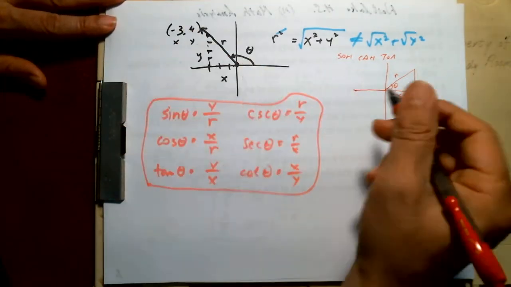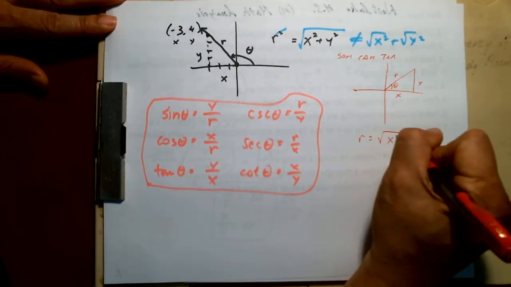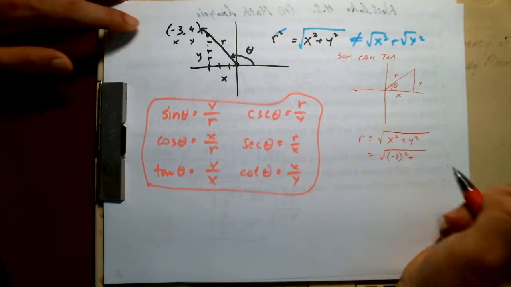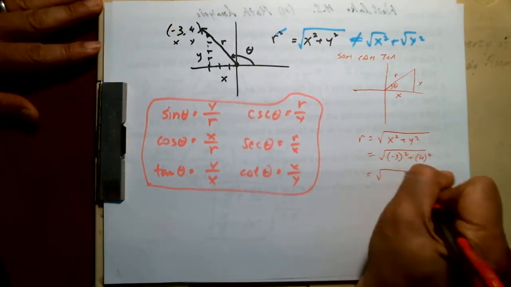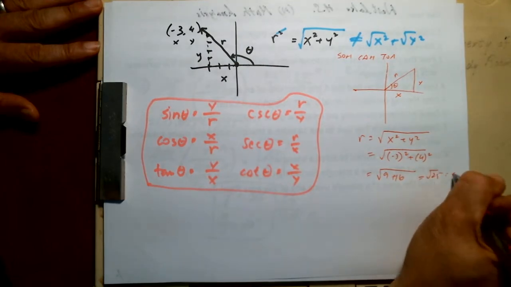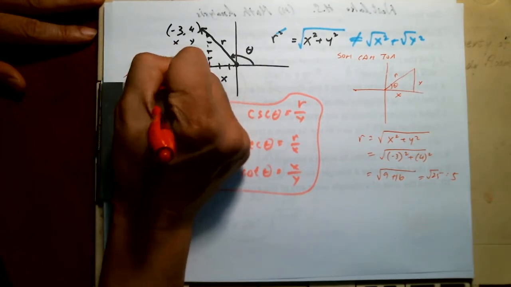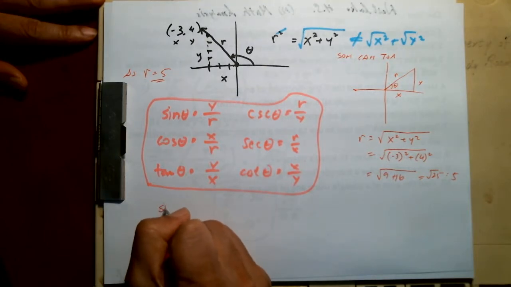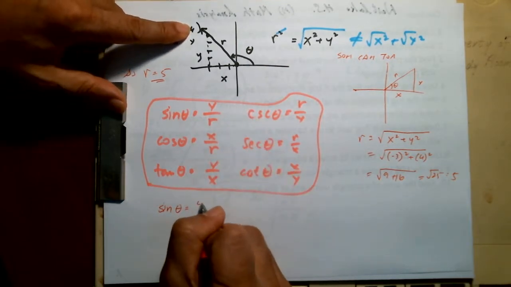So, using this right here, r is equal to the square root of x squared plus y squared, which is equal to the square root of negative 3 squared, that's the negative 3 right there, plus 4 squared. 9 plus 16 is equal to root 25, which is equal to 5. So your r is equal to 5. Let me just plug it in here. That means the sine of the angle is equal to y, which is 4 over 5.